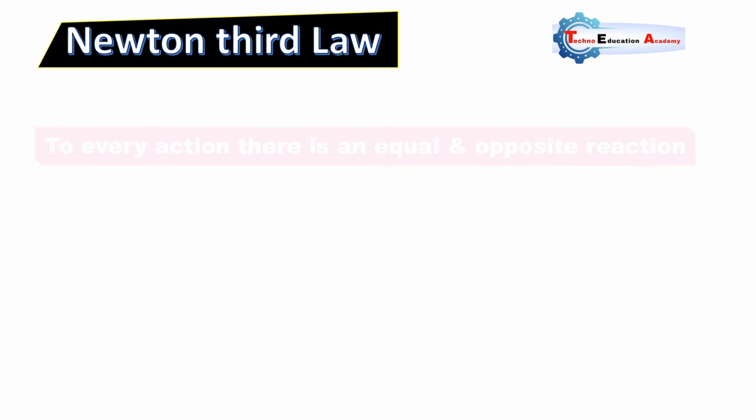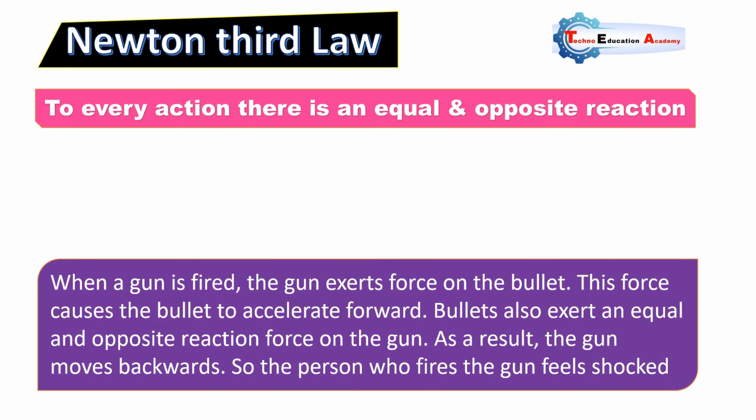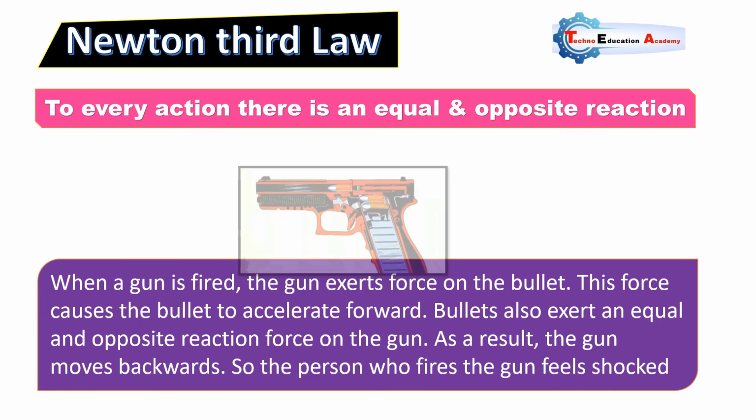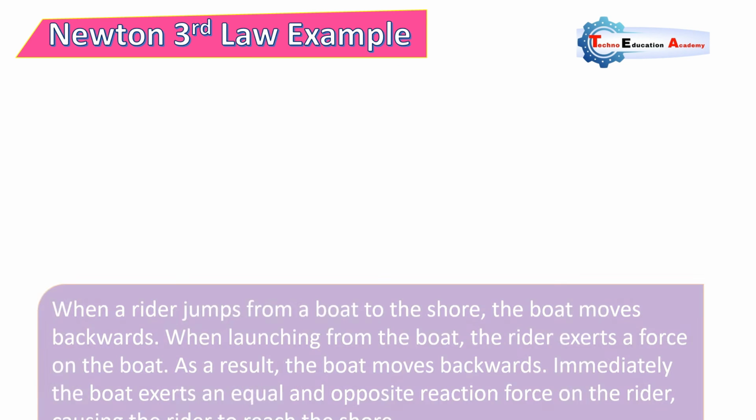Now we will discuss Newton's third law. To every action there is an equal and opposite reaction. Let us try to understand Newton's third law with some real life examples. When a gun is fired, the gun exerts a force on the bullet. This force causes the bullet to accelerate forward. The bullet also exerts an equal and opposite reaction force on the gun. As a result, the gun moves backward, so the person who fires the gun feels a shock. So it is an example of Newton's third law: to every action there is an equal and opposite reaction.